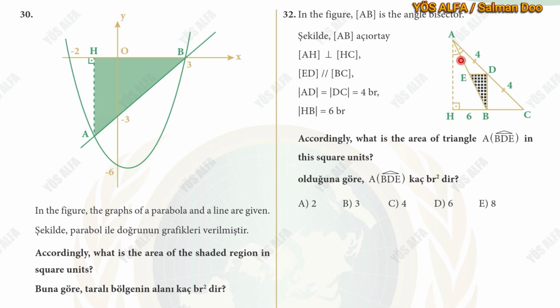32. The bisector is given, and there is one right angle over here, and ED and BC are parallel. These two lines are parallel to each other, and we have AD is equal to DC. The length is also given. The area BDE is asked. Let's say this is A and that is B.